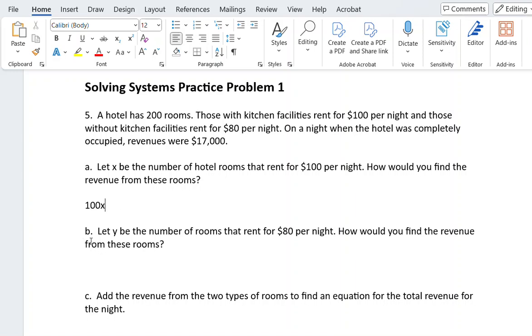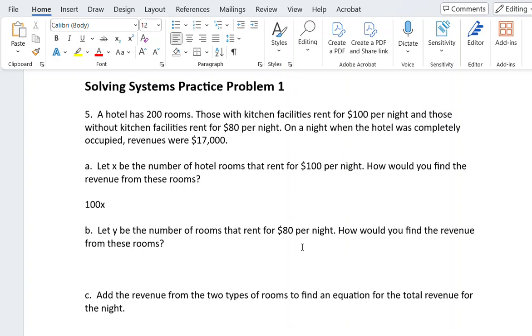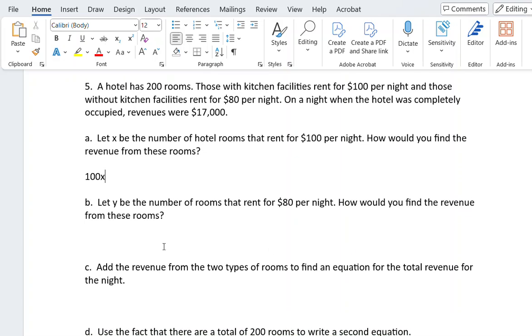And then for part B, let Y be the number of rooms that rent for $80 per night. How would you find the revenue from those rooms? So if Y is 10 rooms at $80 per night, that's $800. If it is 5 rooms, that's $400. So it's 80 times Y, however many rooms it is.